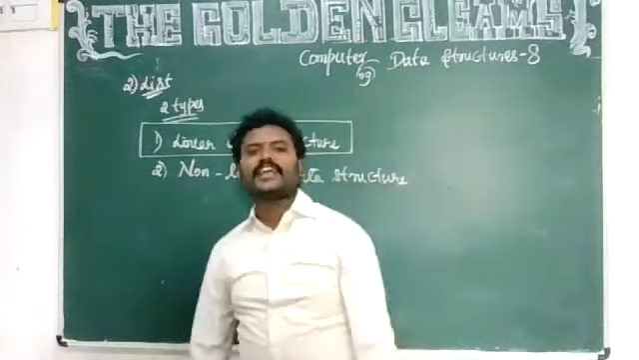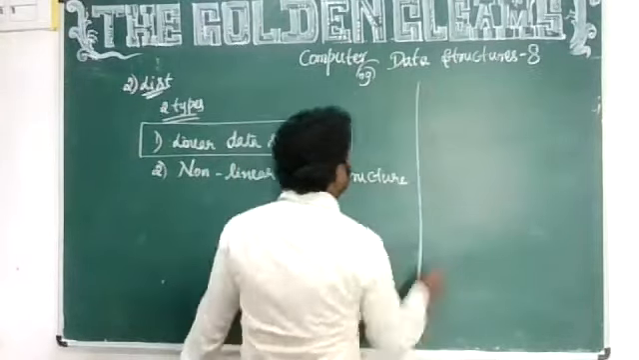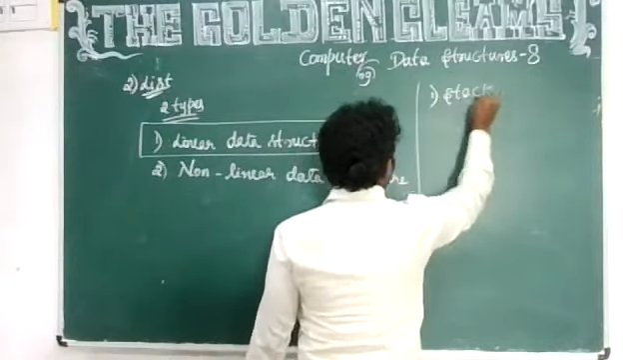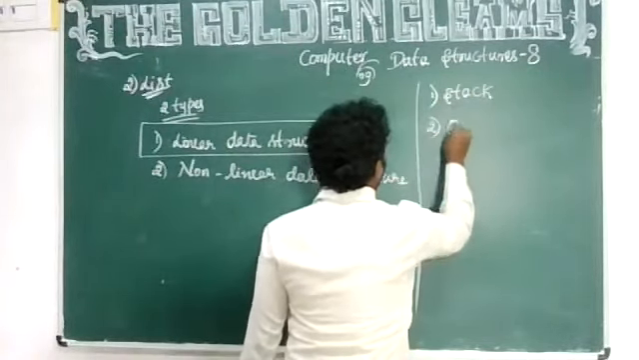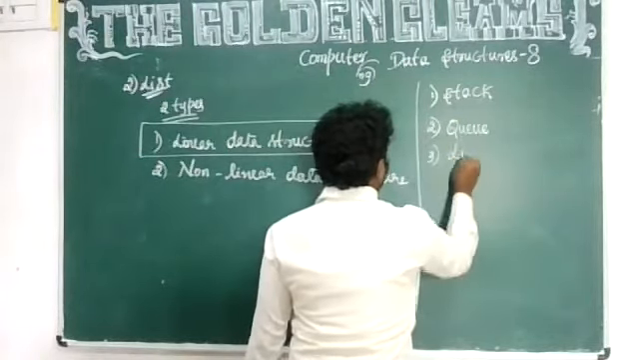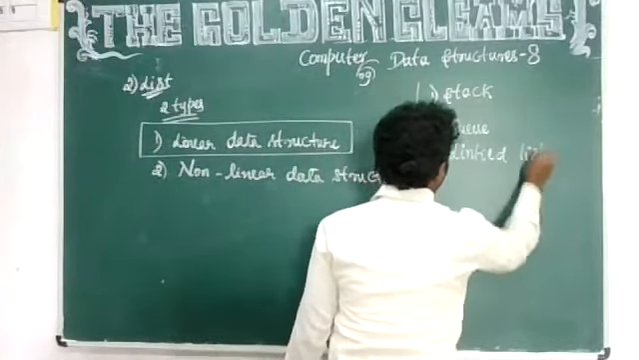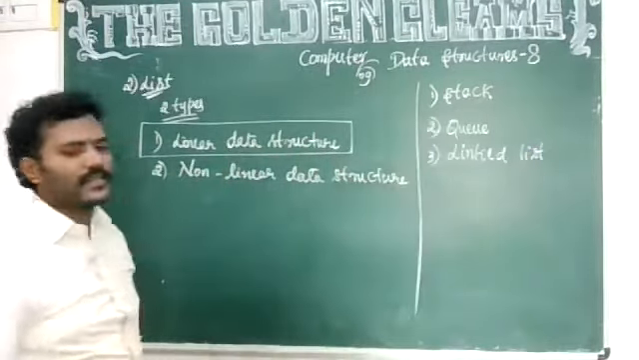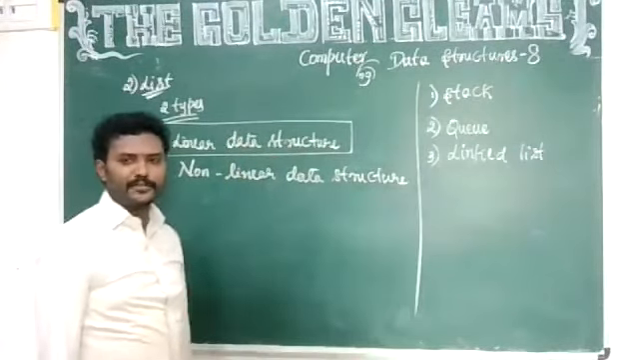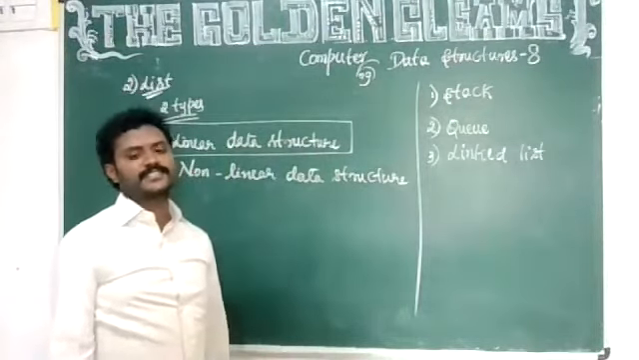Linear data structures have three types. I indicated them in the diagram. The point number 1, stack. The point number 2, queue. The point number 3, linked list. So point number 1 is called stack, point number 2 is called queue, point number 3 is called linked list.